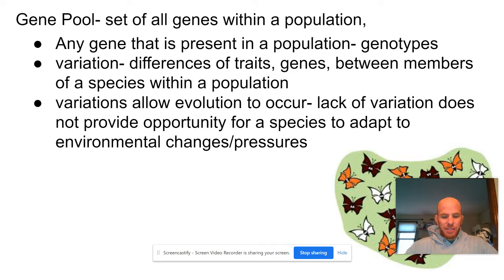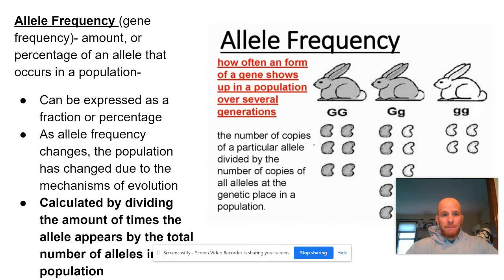The other part of that is the variation. The more variation you have in your gene pool, the better the chance a population will have of surviving and evolving and adapting to changes in that environment or the pressures that they're facing. Okay, so that sentence right there on the third bullet says variations allow evolution to occur because it provides more opportunities for those things to occur.